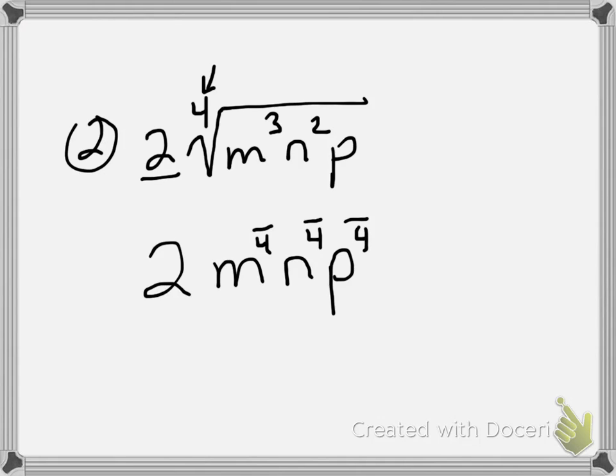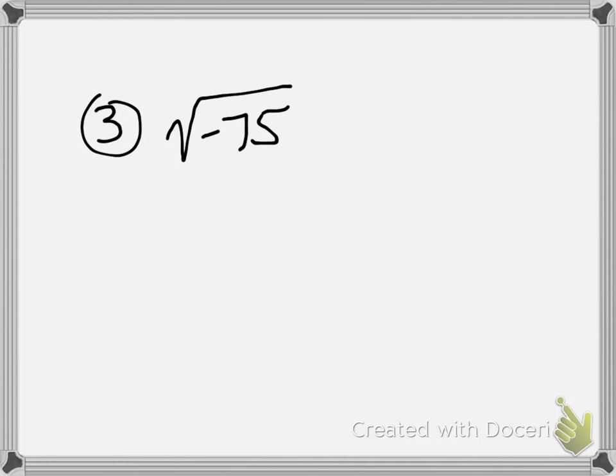Top number is going to be your exponent, so it'd be 3, 2, and then this p-value, since it doesn't have an exponent, just remember that it's assumed that it has a 1, so that means the exponent of your fraction is also going to be a 1. Okay. Alright, moving on to number 3.